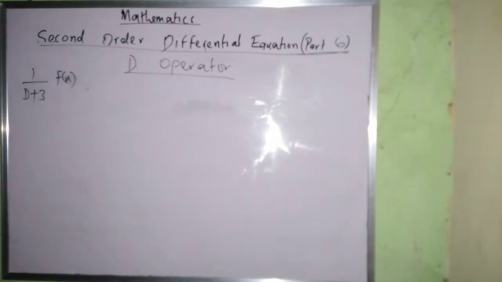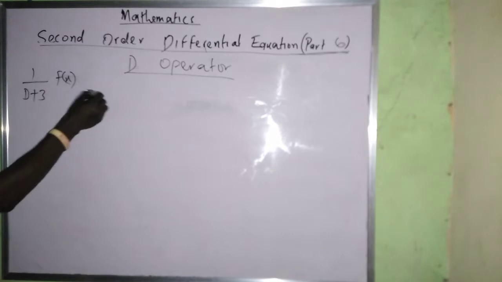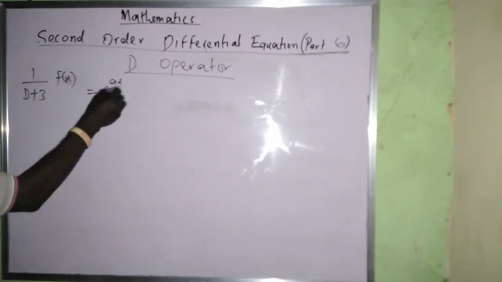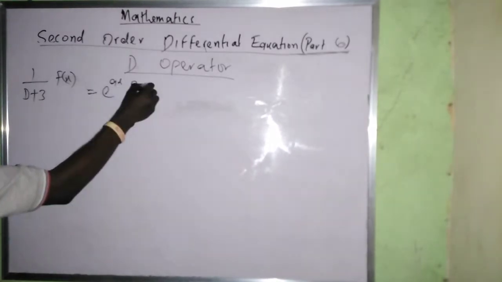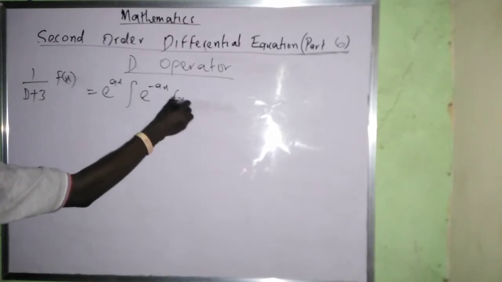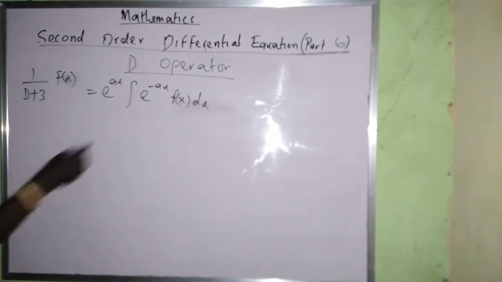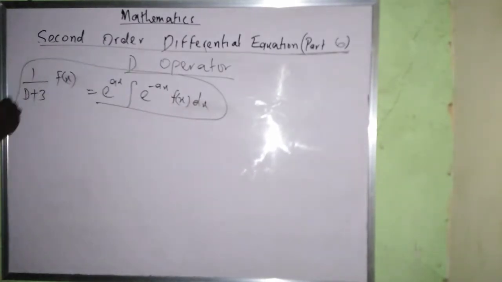Now, it means my function will be equal to e raised to a x, integral of e raised to minus a x, f of x dx. That's just very, very important. This is a powerful clue on this part.